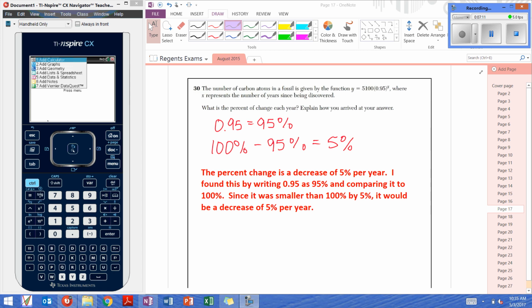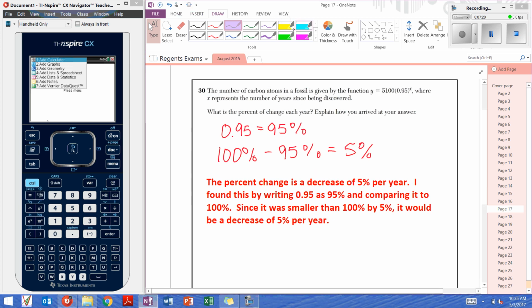In order to answer question number 30 correctly, we need to understand the structure of an exponential function. And again, we should know that this is an exponential function. Well, why is it an exponential? Well, because there's an exponent of a variable. And it's written in the form a times b to the x power, which you don't really need to know, but it should look something like this. So this is an exponential function.